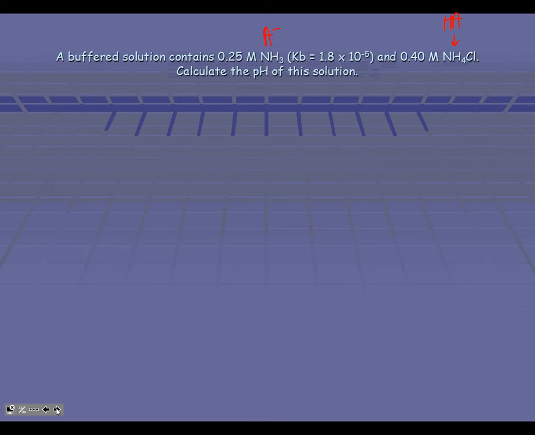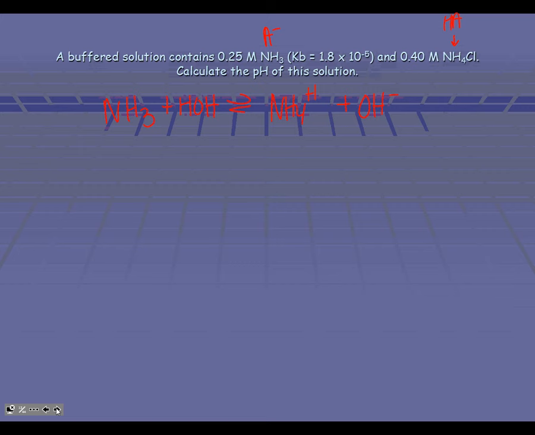And remember to start this off, when we have a base, bases always get reacted with water. That's how we prove that they make hydroxide. So we'll react that. There's our ammonia. There's our HA component. And there we have our hydroxide. From here, it's just like the other problems that we were working.